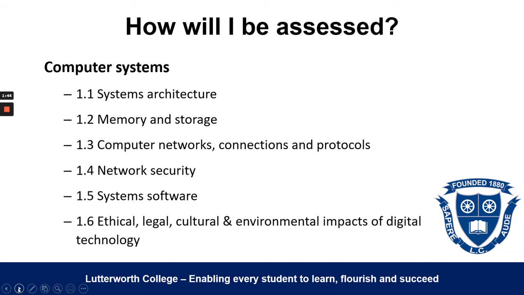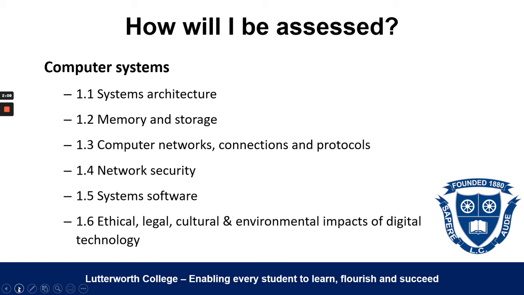So our units then, so the first paper, component 1, looks at things like systems architecture. So that is your CPU, fetch, decode, execute cycle. Then we look at memory and storage. So this could be about your binary, but also different like solid state hard drives, magnetic tape. We could be looking at optical, so those sort of things.